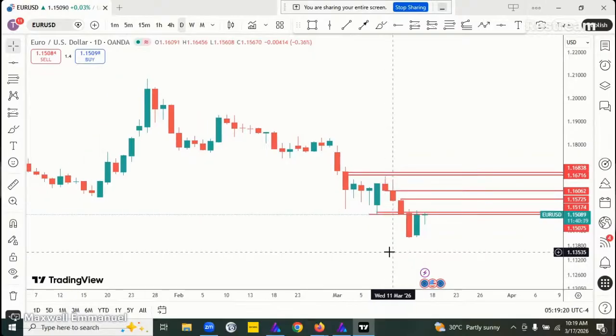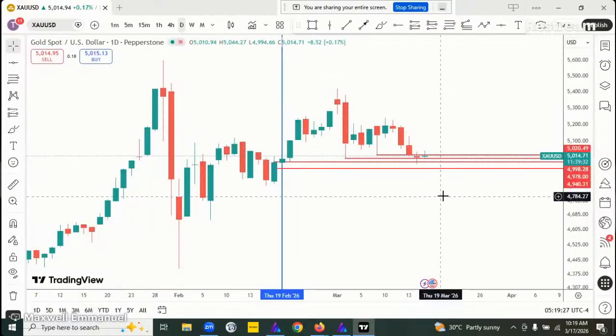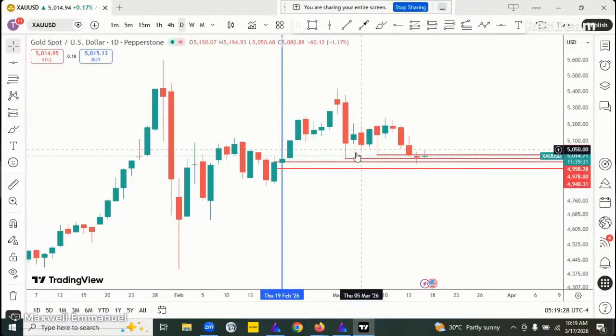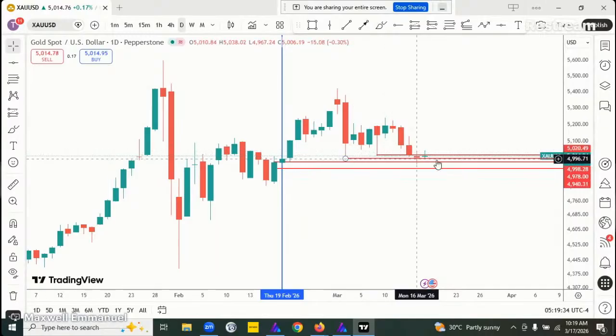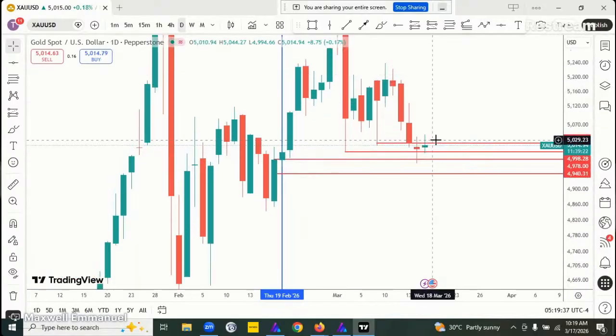Okay, so that's it for Euro USD. Let's see gold. So gold has swept the liquidity residing at these lows. They have swept this liquidity, and yesterday candle closed as a spinning candle.